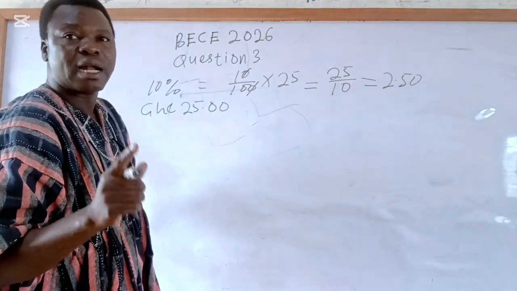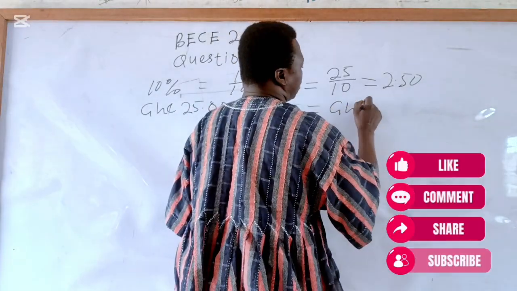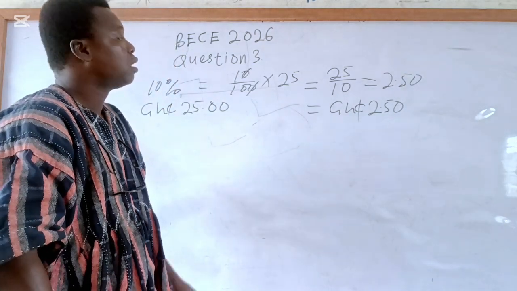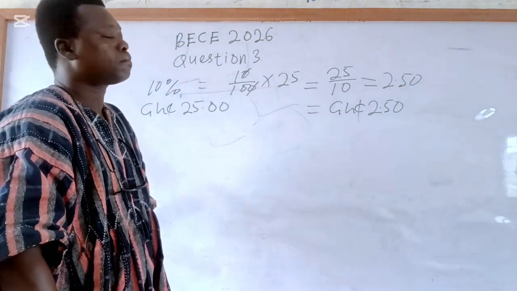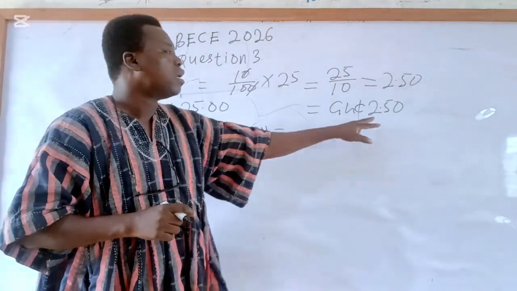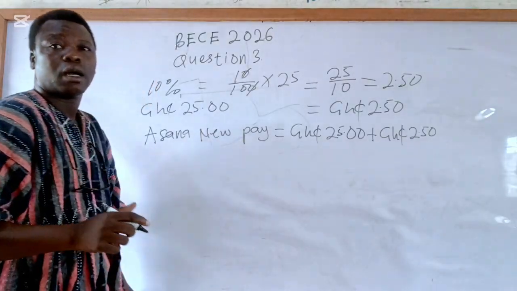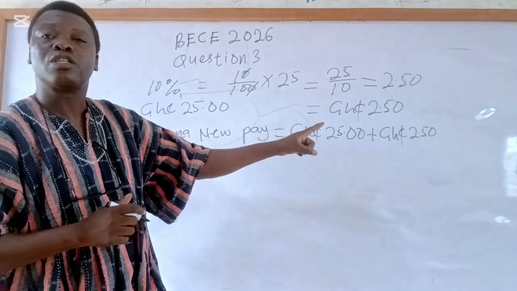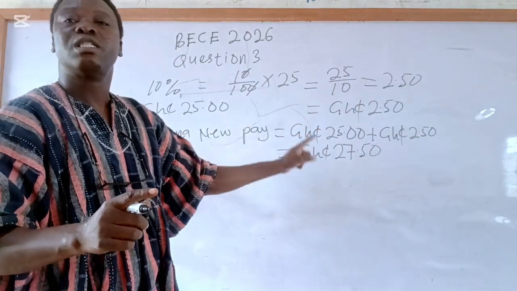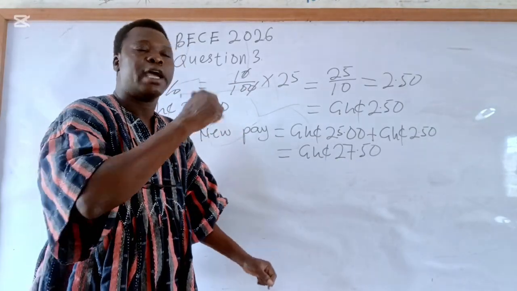But remember, we are dealing with money. So therefore, it becomes 2 cedis, 50 pesewas. Asana's new pay will now be this increment plus the original pay. Asana's new pay will be 25 cedis plus 2 cedis, 50 pesewas. And this will give us 27 cedis, 50 pesewas. This is Asana's new pay for a day.